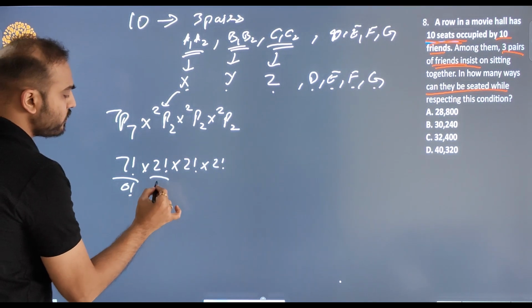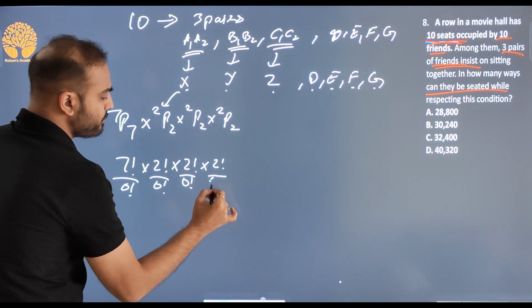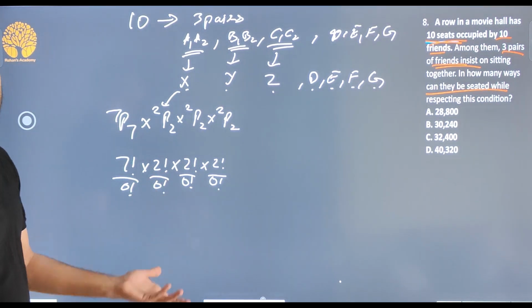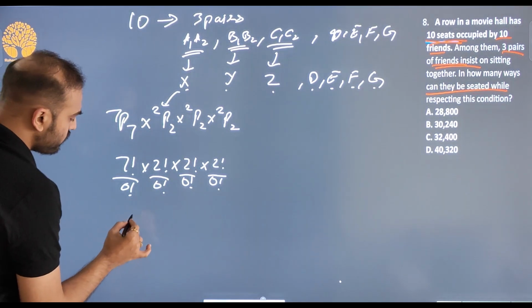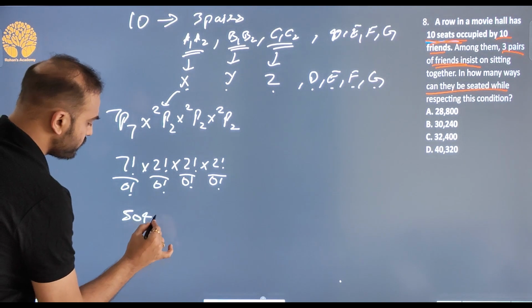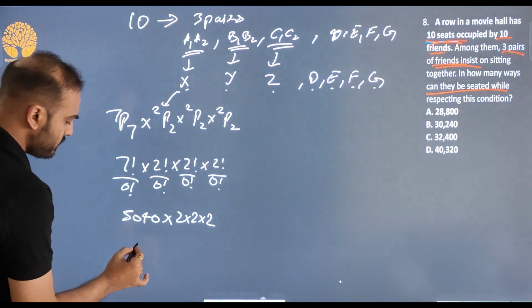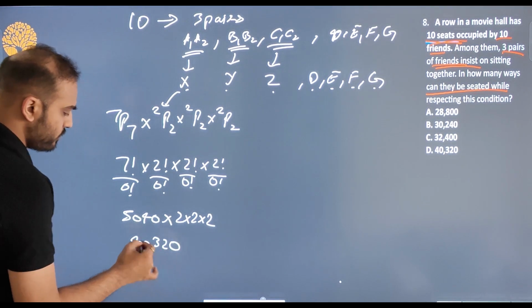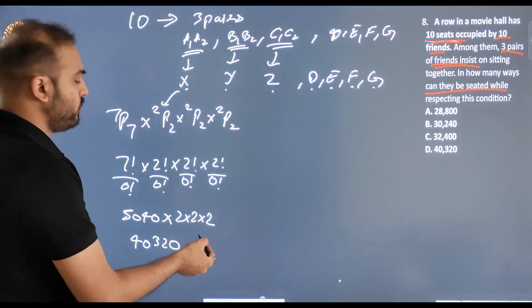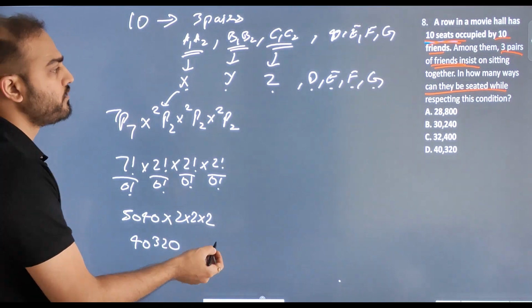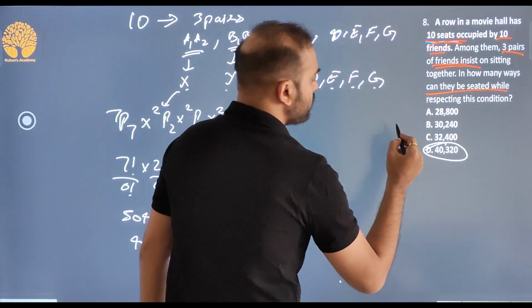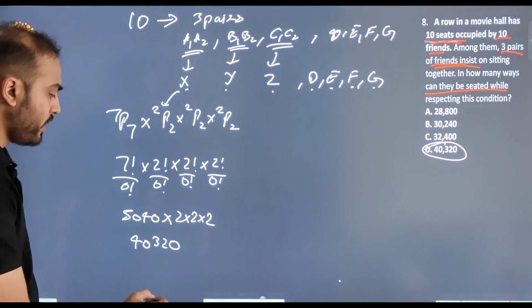Remember the denominator is 0 factorial and 0 factorial is 1. So you write or you don't write, it's the same. 7 factorial, guys, is 5040 times 2 into 2 into 2, that's 8. That's 40320. Eventually 8 factorial. Because 8 into 7 factorial is 8 factorial. So 40320.